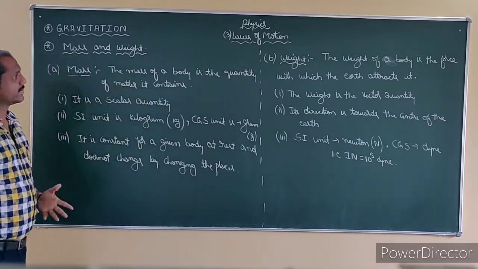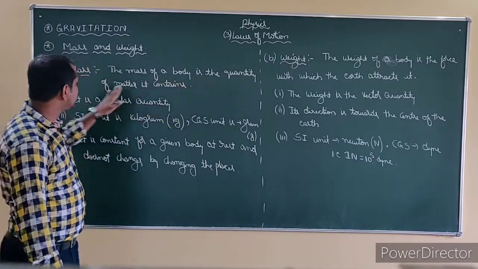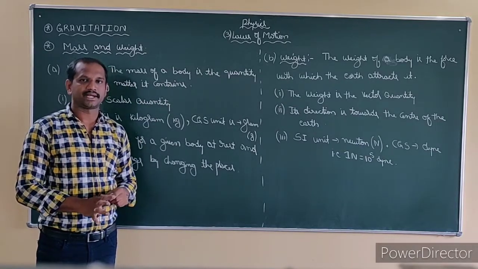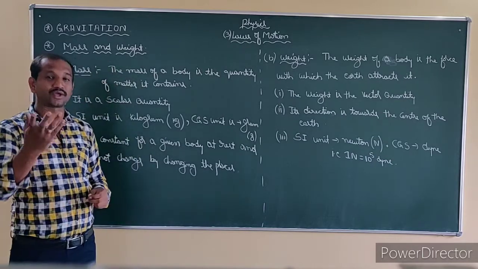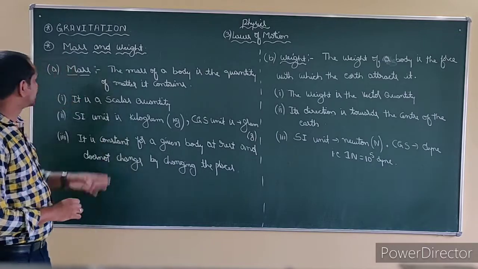Now see, what do you mean by mass? If they ask you, the mass of a body is the quantity of matter it contains. You already know matter. What do you mean by matter? Every object is having matter. You have studied in chemistry, like solid, liquid, it has matter, mass and all these things, right?